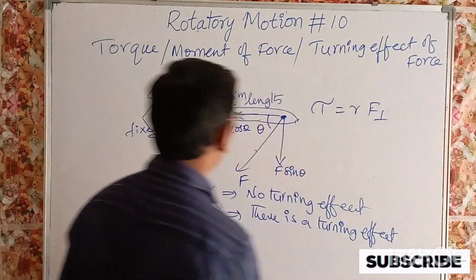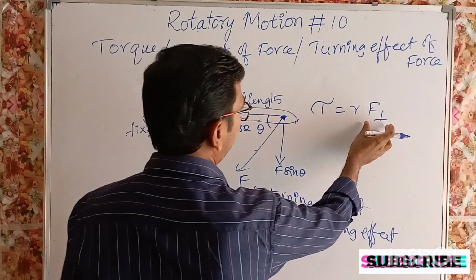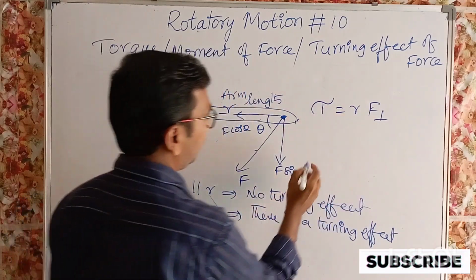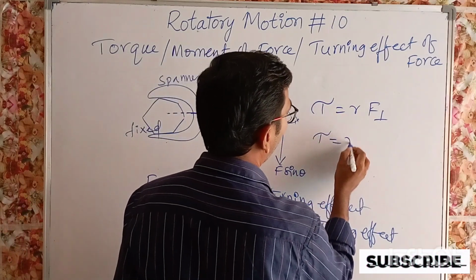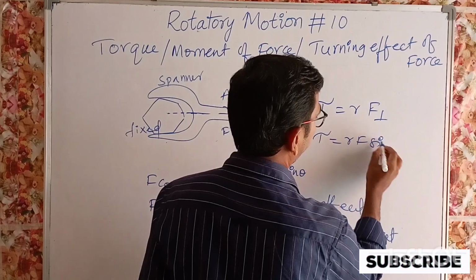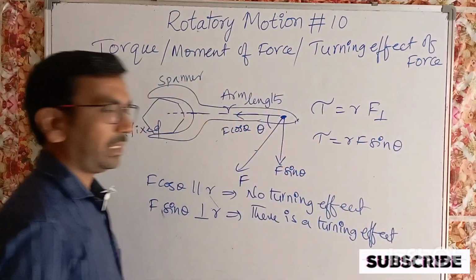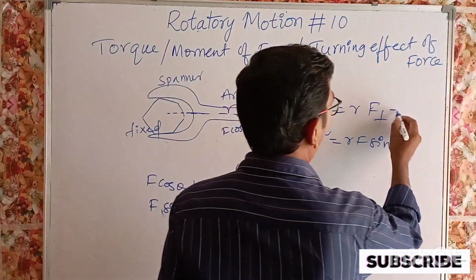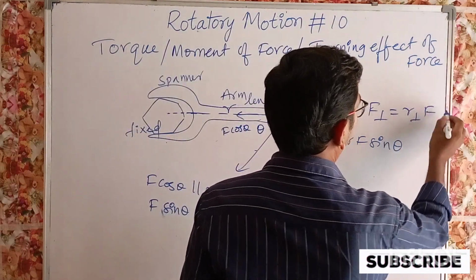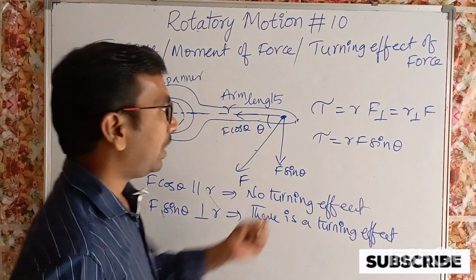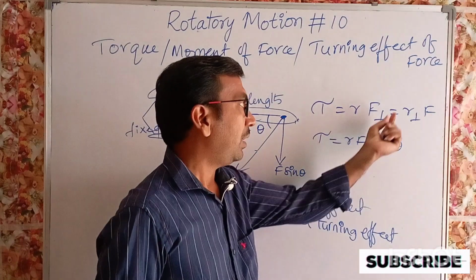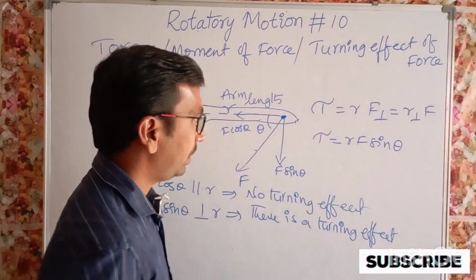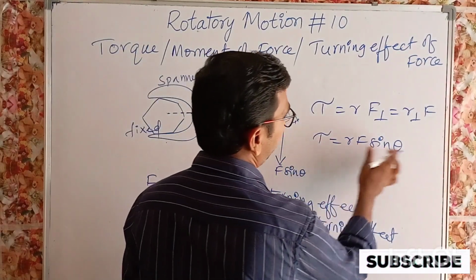What is R? This is the arm length. What is the perpendicular force? F sin theta. So torque is equal to RF sin theta. Otherwise, torque tau is equal to R perpendicular into F, or R into F perpendicular. Your torque is equal to RF sin theta.